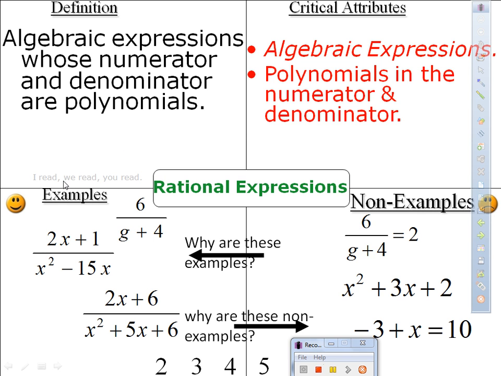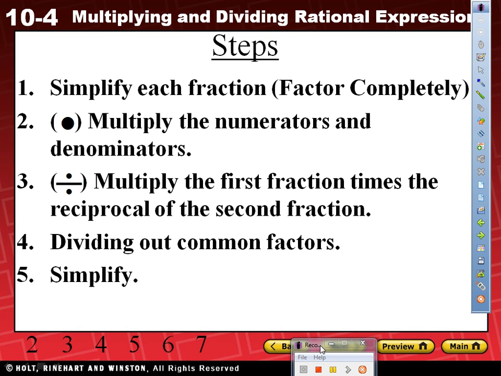However, when it's division, what do we do? Multiply the first fraction times the reciprocal of the second. Oh, that sounds familiar, remember? When you guys were in third grade, fourth grade? And number four, divide out common factors, and at the end, simplify. Okay, copy that.